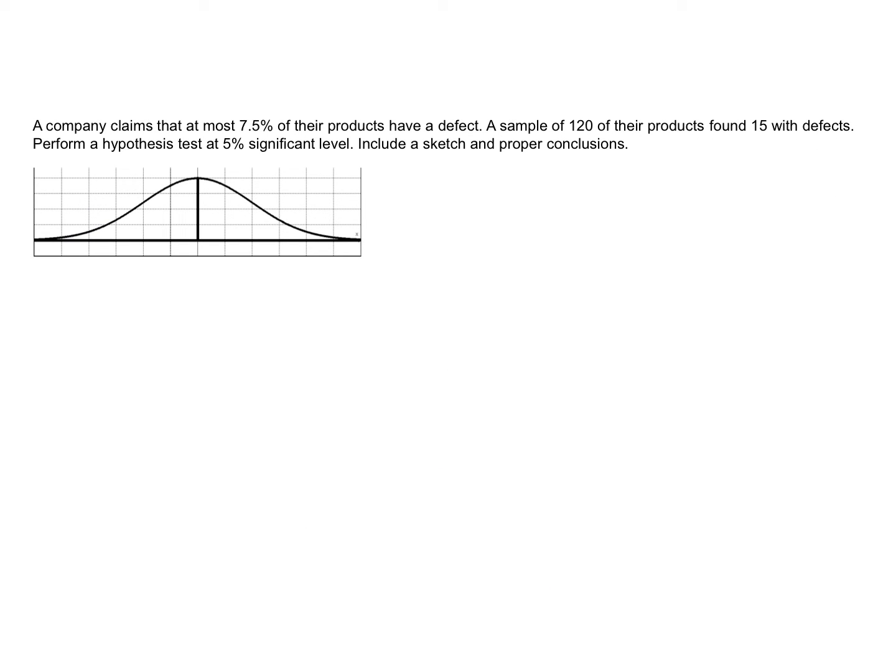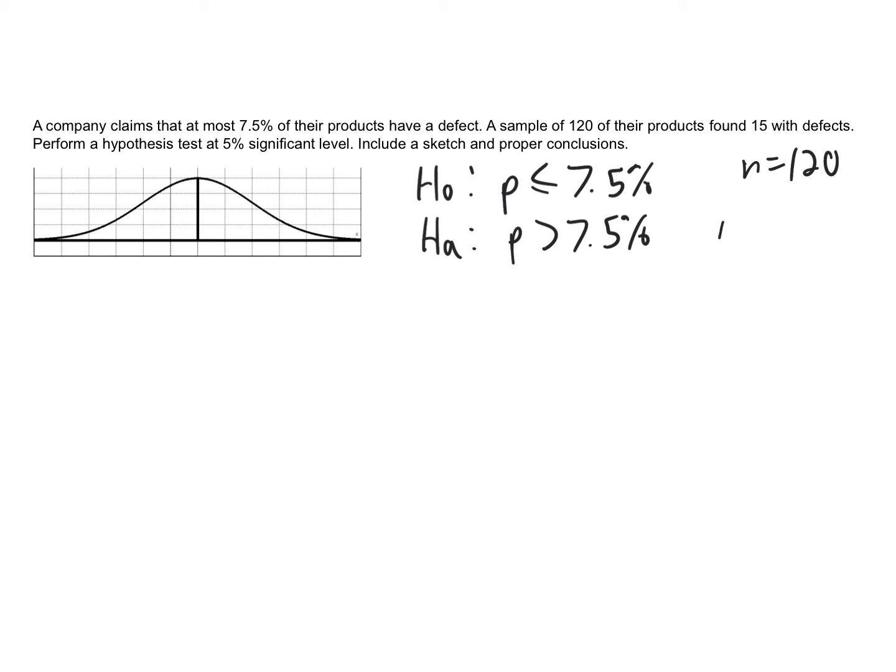Now our second example involves proportions. The claim is that there's less than 7.5% defective. So the alternate is that there's more than 7.5%. We have a sample size of 120, and we can find our p hat, which will be 15 over 120, or 0.125. And our alpha this time is 5%.